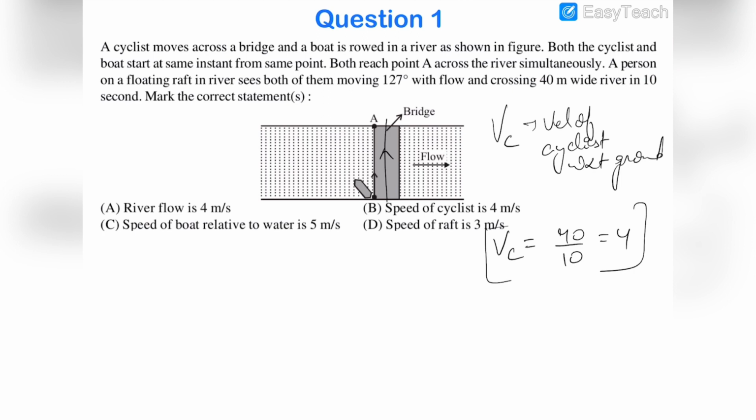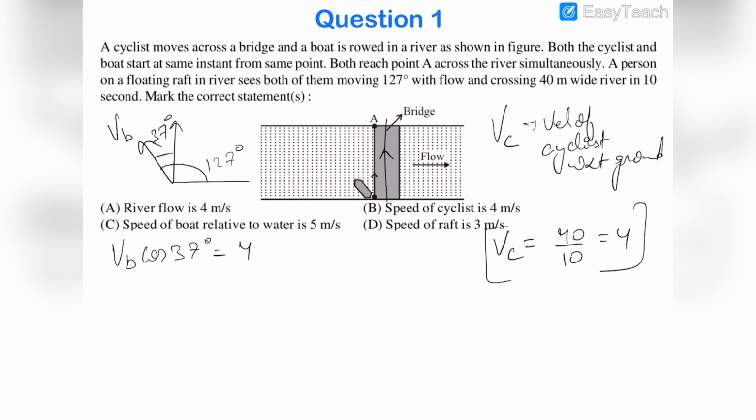And same is with the boat. The boat has also crossed the river in 10 seconds. Therefore, it's the net speed of the boat. Let's suppose this is the speed of the boat with respect to the river, and this is the component of the boat. So this total angle is 127, so this is 37, and this component of the boat will be equal to VB cos 37, and VB cos 37 will again be equal to 4.